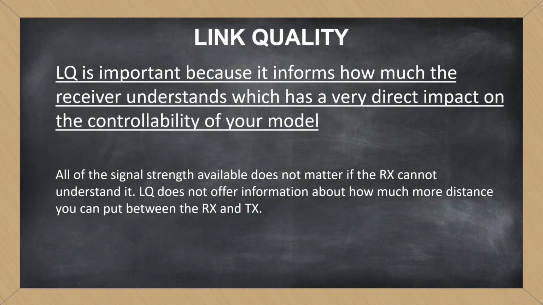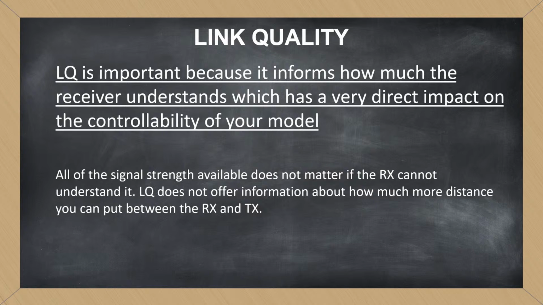That's link quality. So here's why link quality is important. It's important because it informs how much the receiver understands, which has a very direct impact on the controllability of your model. So if you have an RSSI of, say, -10 or -20, which is solid, really good, but you have a link quality of 0, that means the receiver can hear everything. It knows about the packets, but it's dropping everything because there's too much interference, right?